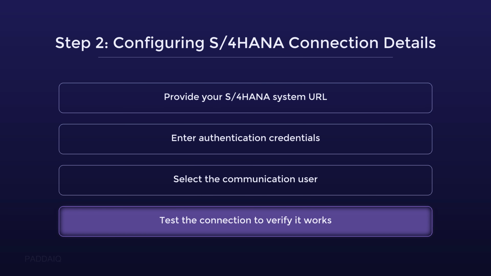Test the connection to verify it works. This means checking that your SAP BTP system can successfully communicate with your S/4HANA system. For instance, after entering the server address and credentials, you would run this test to confirm data can be exchanged, like retrieving a list of customers. Always perform this step to ensure your integration is properly set up.